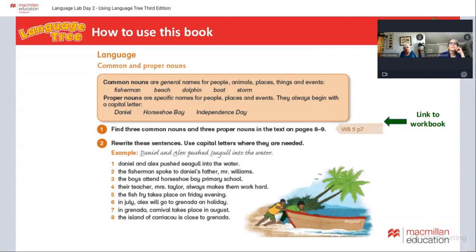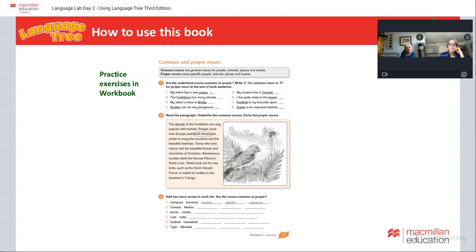So we put extra support in the workbook, and you'll see an arrow pointing to where it says WB5, page 7, and that will show you where you can find exercises on common and proper nouns in the workbook to back up your teaching. Can we have the next slide, please? And this, in fact, is the page that you would find in the workbook, and you can see the practice page on common and proper nouns, which supports what they've been practicing in the student book. Can we move on to the next slide?